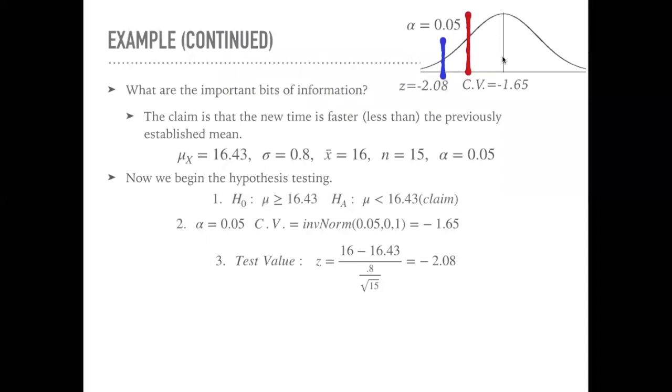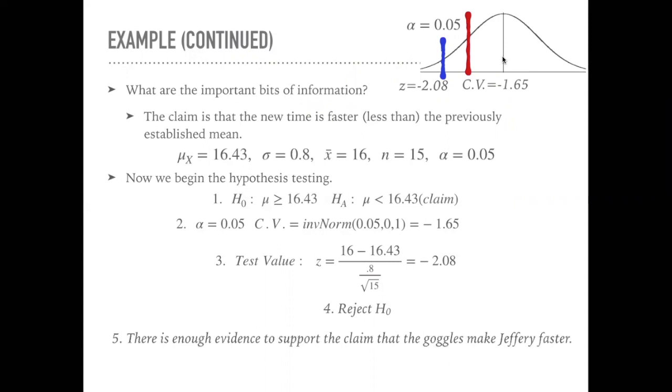And then we say, okay, am I in the tail area or am I not in the tail area? If you are in the tail area, you reject the null hypothesis. If you're not in the tail area, you do not reject the null hypothesis. Looking here, the test value is in the tail area beyond our red line of the critical value. So we'd say reject the null hypothesis. Therefore, there is enough evidence to support the claim that the goggles made Jeffrey faster.